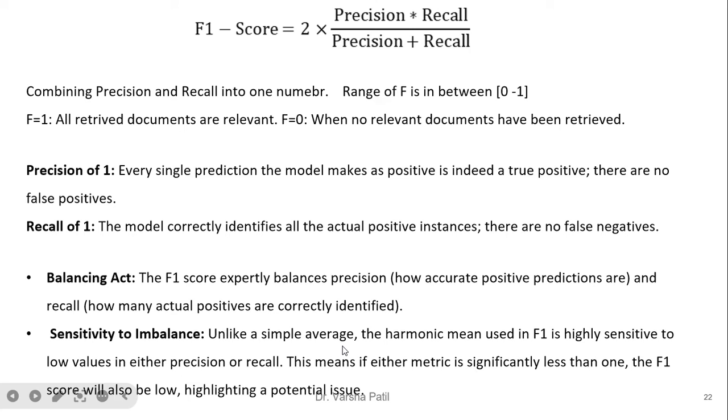Sensitivity to imbalance. Unlike a simple average, the harmonic mean used in F1 is highly sensitive to low values in either precision or recall. This means if either metric is significantly less than 1, the F1 score will also be low, highlighting the potential issue. So this is the beauty of the F1 score, which will identify the imbalance between precision and recall.